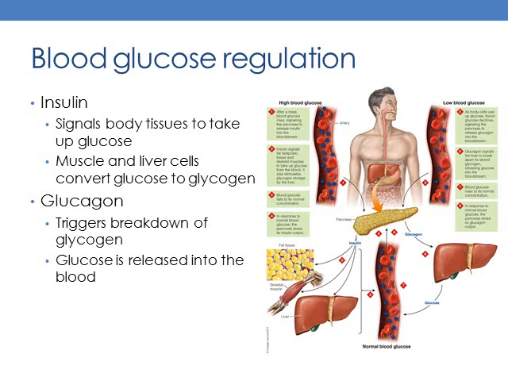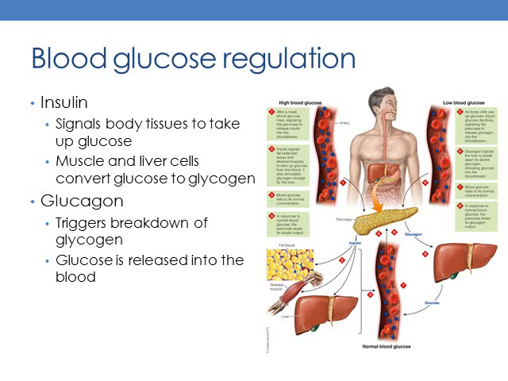This picture does a nice job, and this is from your textbook, showing blood glucose regulation. So remember, the pancreas is an accessory organ, but it's a gland because it produces hormones, two of these hormones being insulin and glucagon. Insulin is going to signal the body tissues to take up glucose.